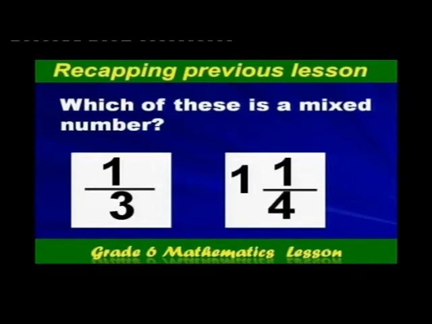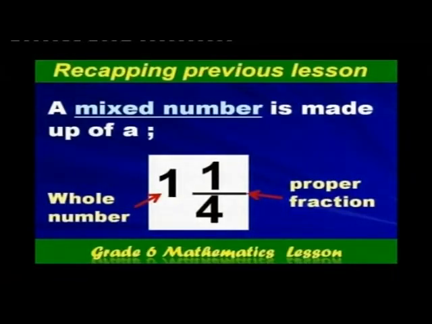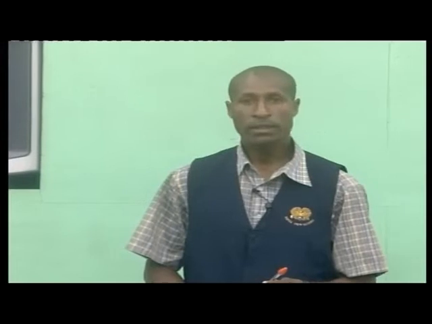Now, students, I'll quickly recap on your previous lesson. A mixed number is made up of a whole number, and then you have also what? A proper fraction. So a whole number and a fraction. So that fraction is also known as a proper fraction. So when you see a whole number and a proper fraction, you must know that that is a mixed number.